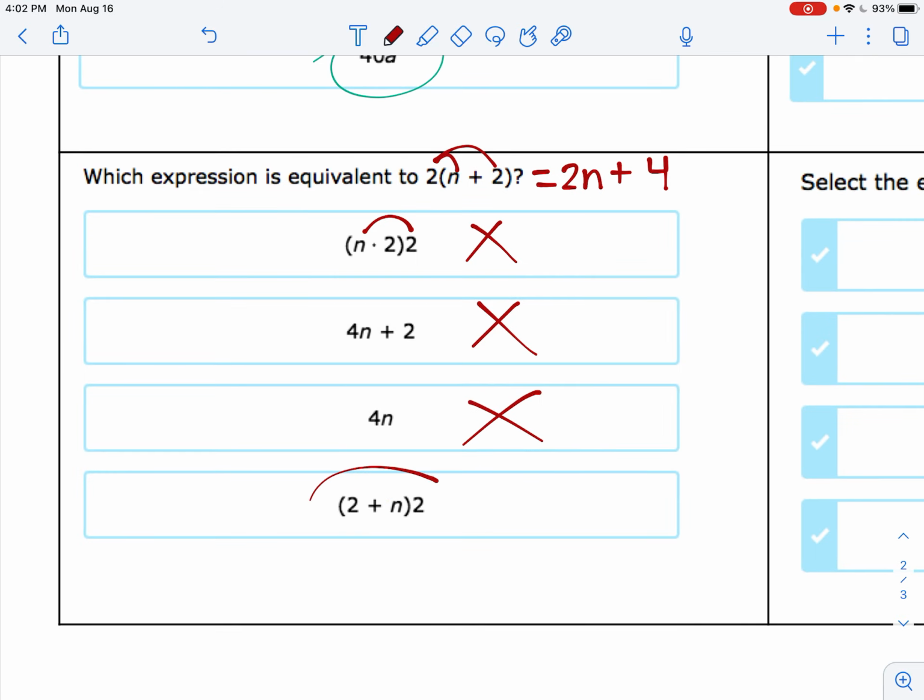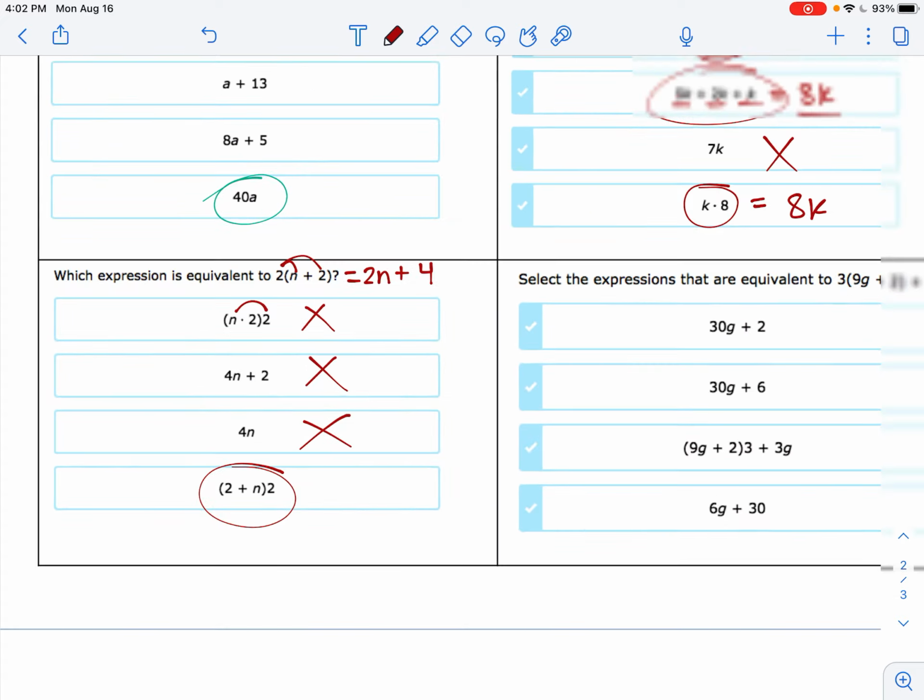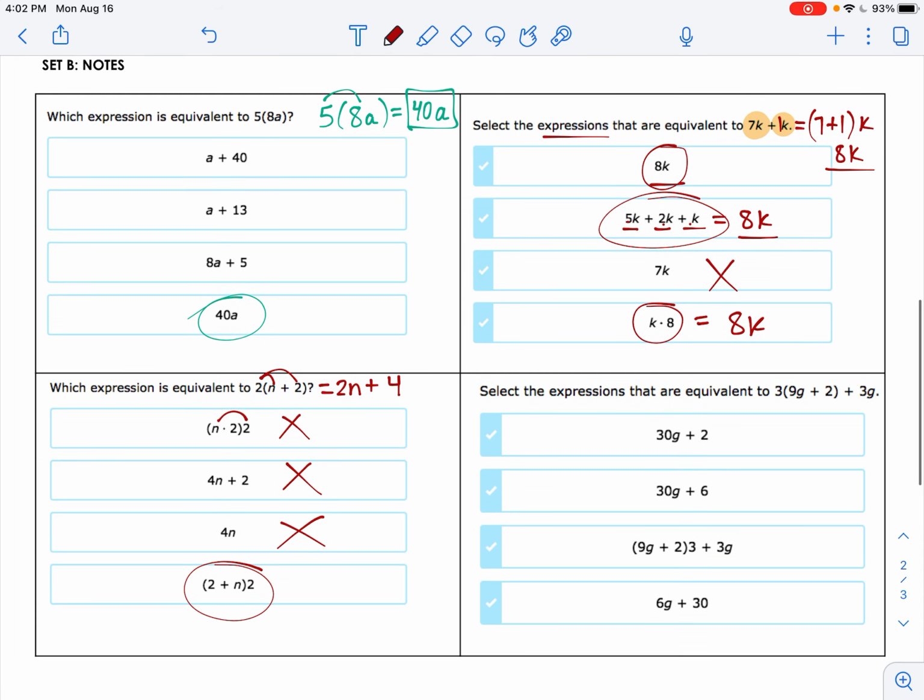So this is actually our answer. This expression is equivalent to 2 times n plus 2. Okay, so make sure you're following along. If you're a little confused, definitely ask for clarification once I'm back or to your peers. And you can absolutely work on the homework together to clear any miscommunications up.